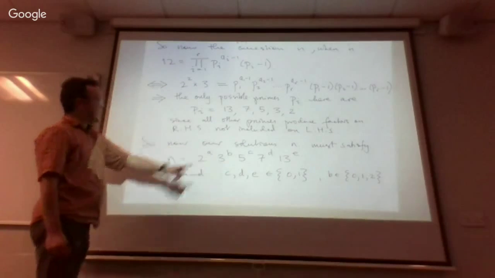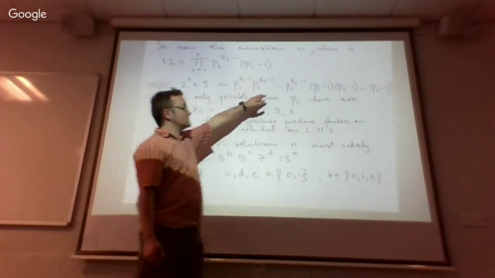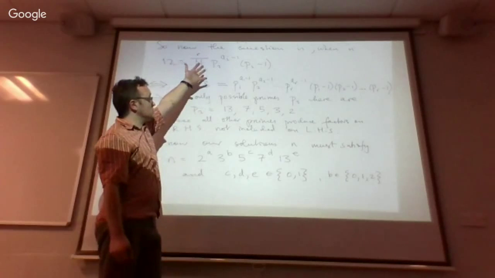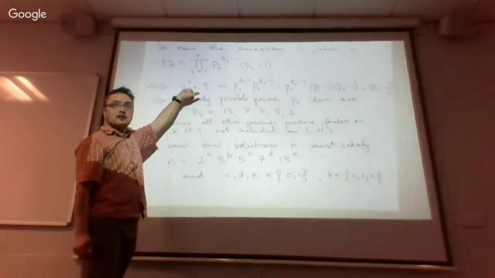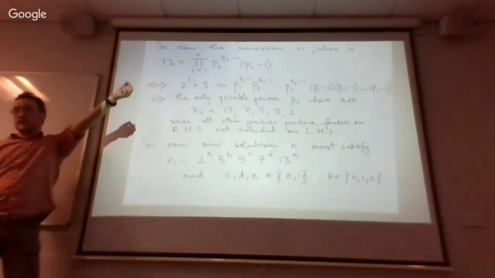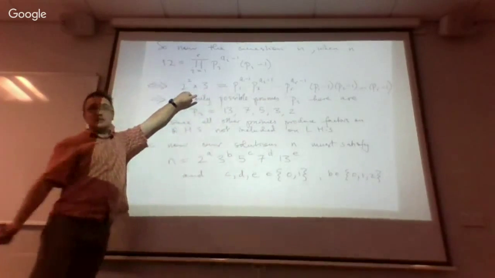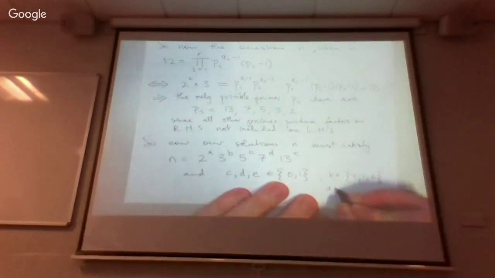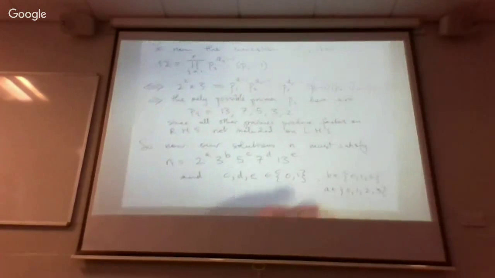And for A, you can't have A bigger than 3. We could have a 2 cubed in n, because that would leave a 2 squared on the right-hand side, and there is a 2 squared here. But you couldn't have 2 to the power 4 in n, because that would leave an 8 on the right-hand side, but there's only a 4 in 12, not an 8. So A is an element of 0, 1, 2, maximum 3.